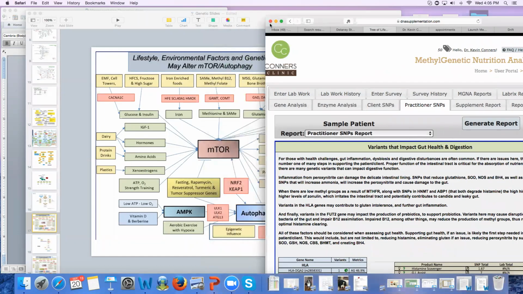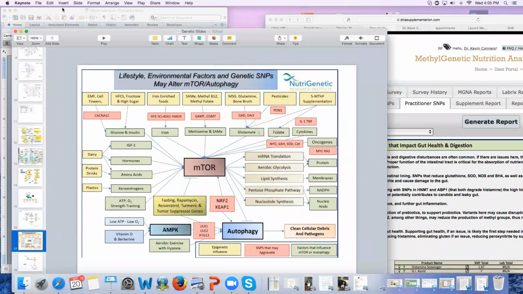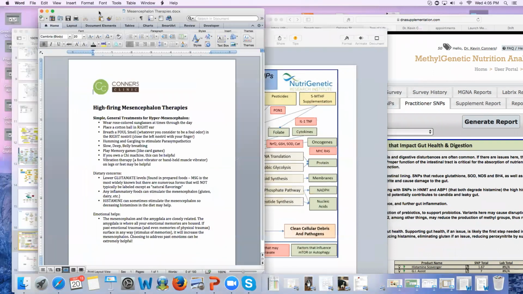Okay, so today we're going to be talking about something that came up several times in the office this week, and it is about your mesencephalon.